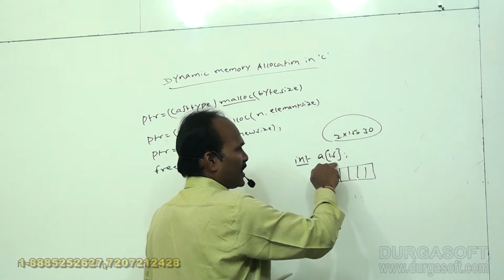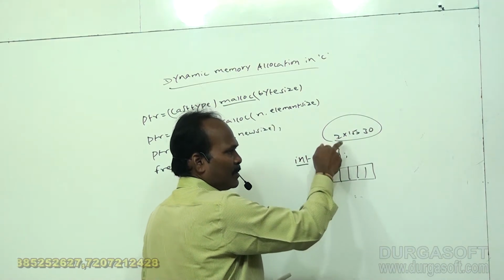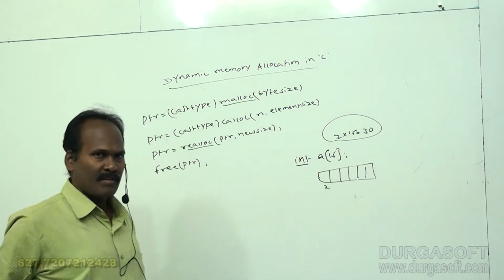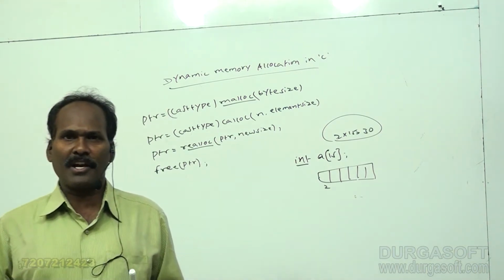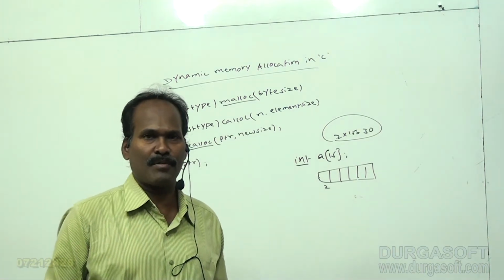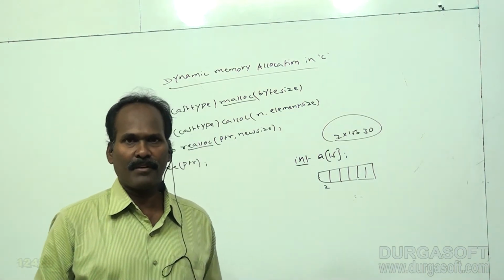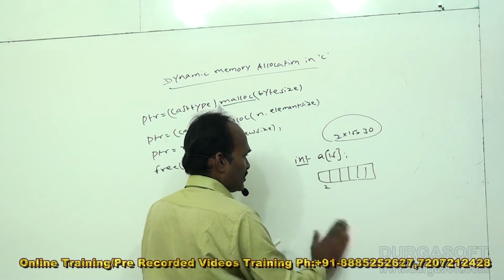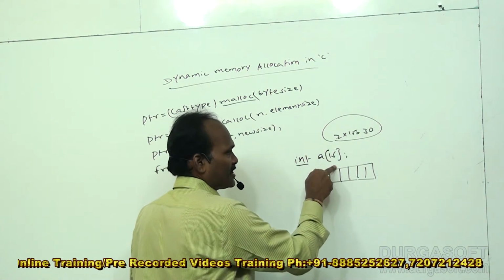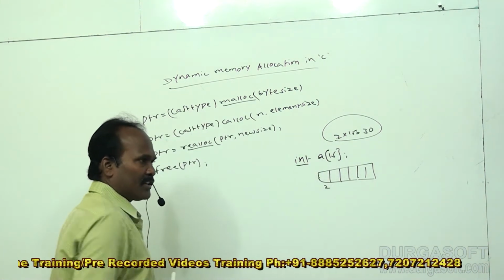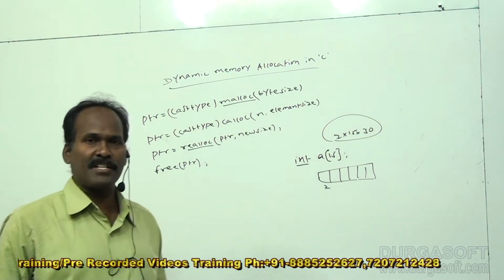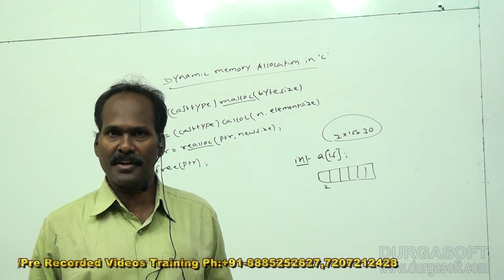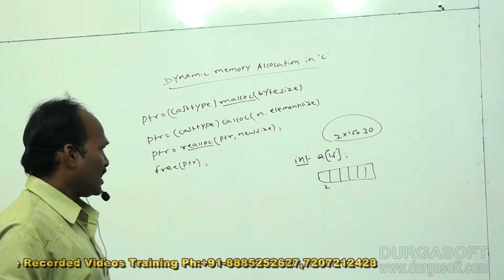I have declared 15. After that I realized the memory is not sufficient and I want to accommodate 5 more elements. That is not possible, it is fixed only. So the drawback of static memory allocation is that wastage of space occurs and the performance of the application is also reduced. That is the primary drawback.